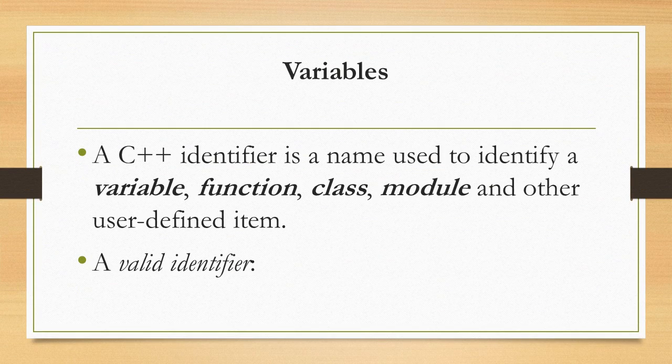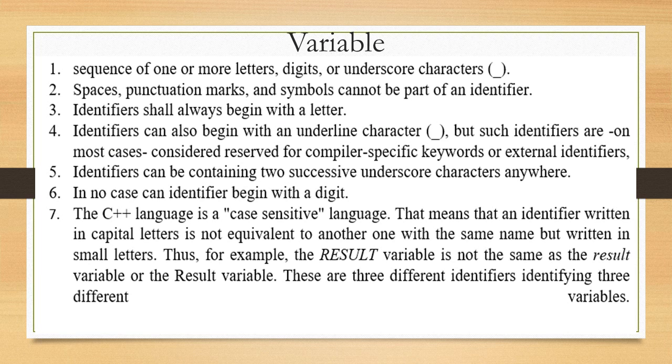Okay? A C++ identifier is a name used to identify a variable, function, class, module, and other user-defined items. There are some rules governing how you can declare a valid identifier or a valid variable. Now, let's look at these rules. Number one, a sequence of one or more letters, digits, or underscore characters.